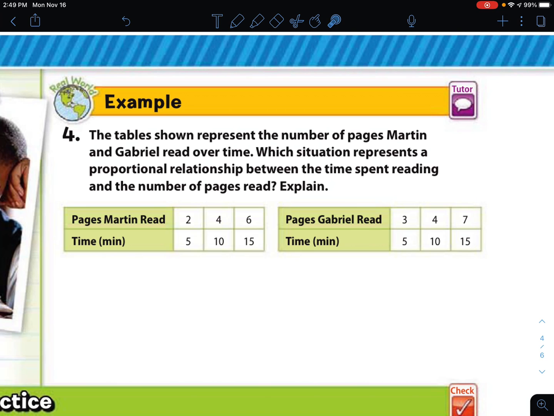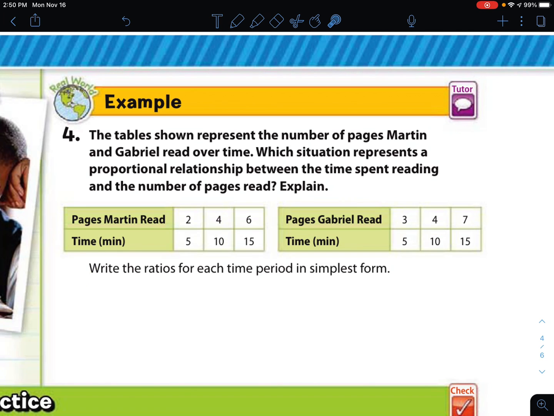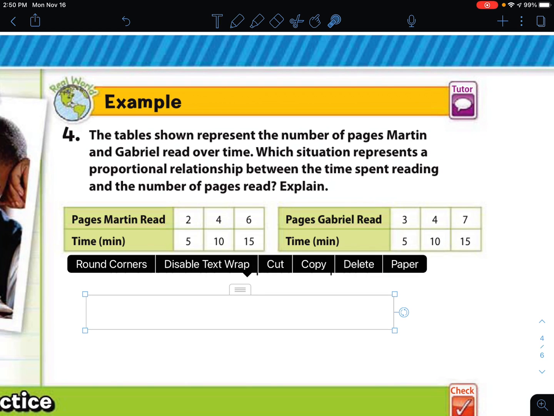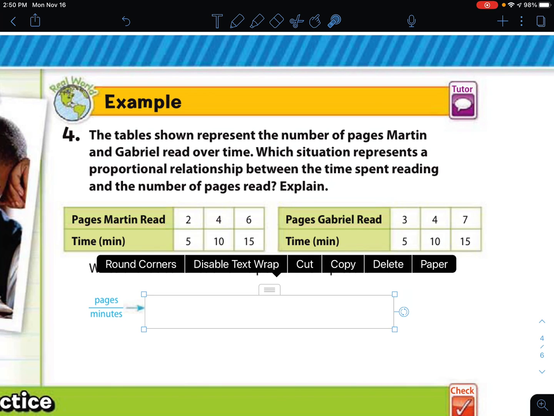So first and foremost, we need to write the ratios for each time period in simplest form. Basically, we want to simplify 2 over 5, 4 over 10, 6 over 15, 3 over 5, 4 over 10, 7 over 15. And we want to find out which has a common ratio. So our numerator again will be the number of pages. Our denominator will be the time in minutes.